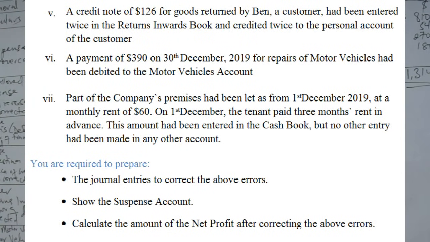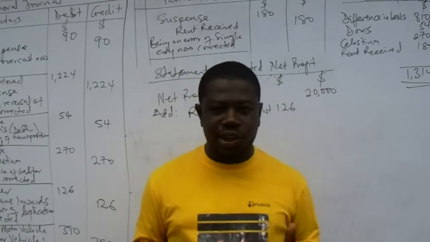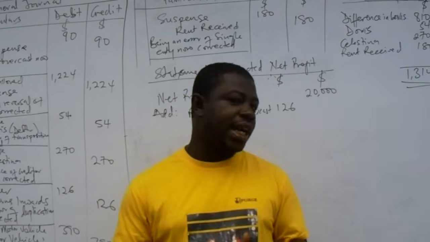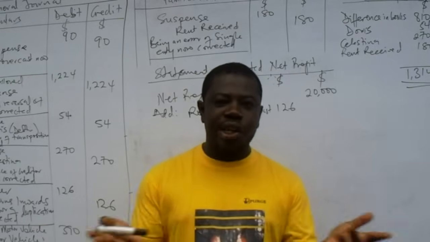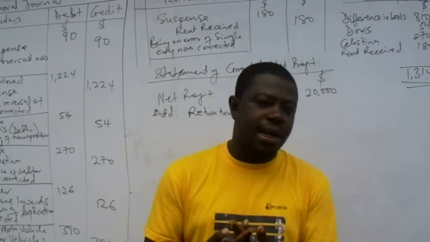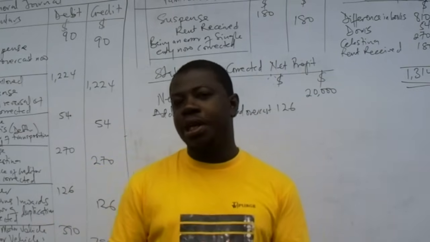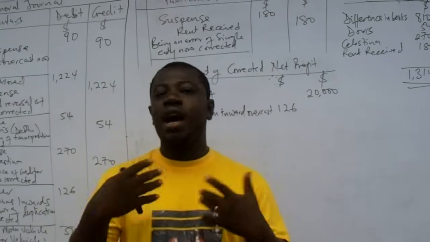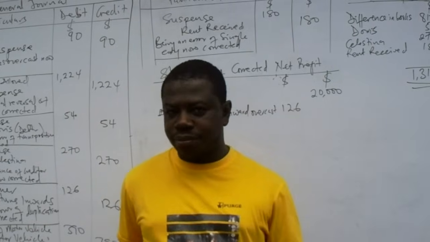And then finally, part of the company's premises have been let from 1st December 2019 at a monthly rent of $60. On 1st December, the tenant paid 3 months rent in advance. This amount had been entered in the cash book, but no other entry had been made in any other account. This is very interesting. We know that if you multiply by 3, it's 180. Now, this is rent received. It's an income. And because we didn't record it in the rent received account, we have understated income. And when you understate your income, you are understating your profit. So now that we know, we have to go and add it back to profit.